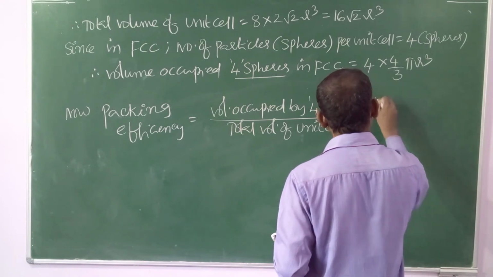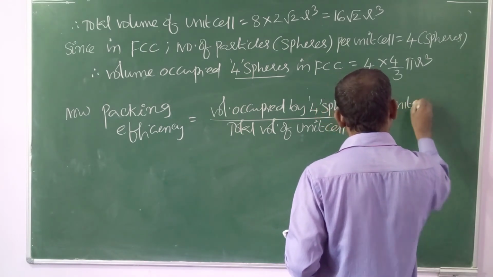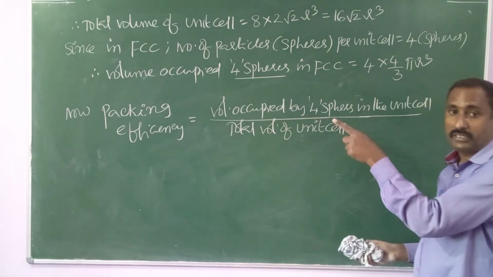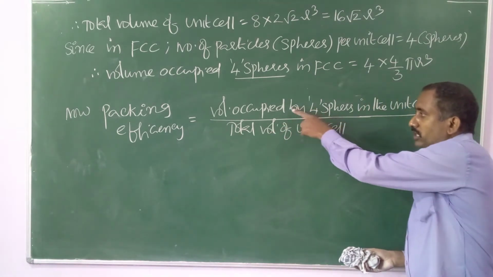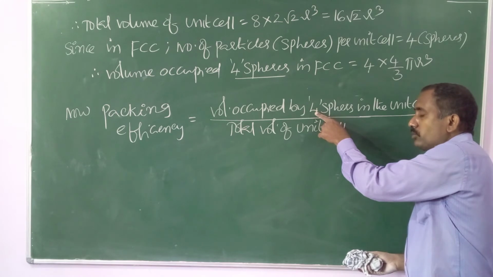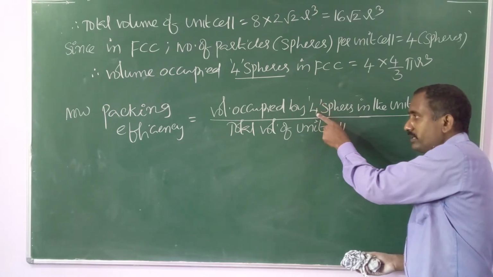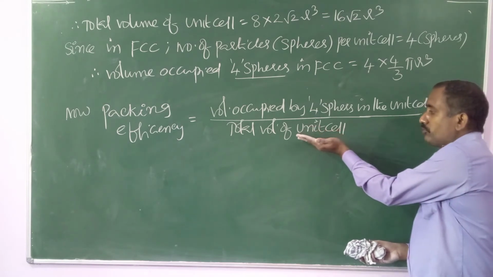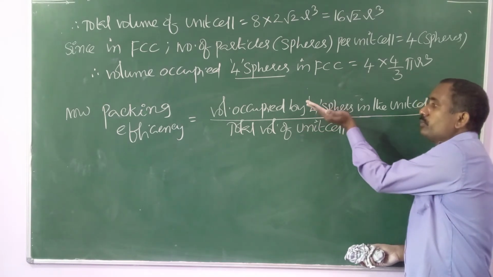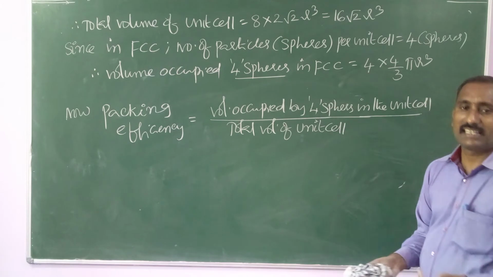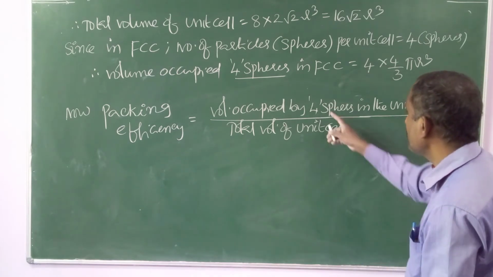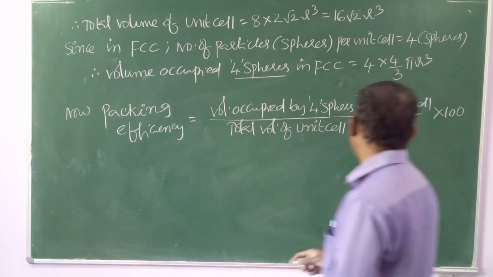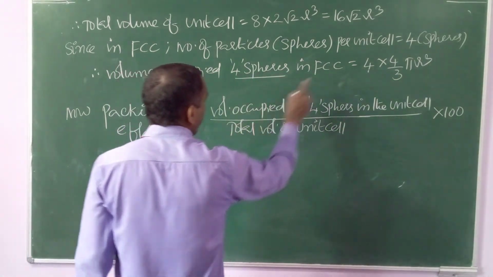4 spheres in the unit cell. So the packing efficiency formula, as we already wrote in the beginning, is volume occupied by the spheres. In FCC how many spheres are there? 4. Volume occupied by 4 spheres in the unit cell by total volume of unit cell. Out of the total volume of the unit cell, how much volume is occupied by 4 spheres? That is nothing but packing efficiency. Packing efficiency is a percentage, therefore multiplied with 100.